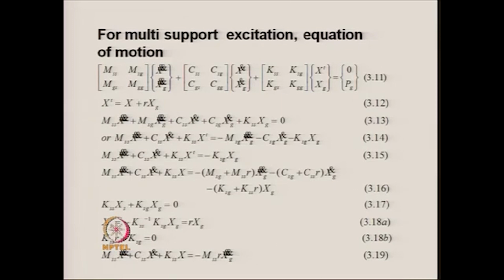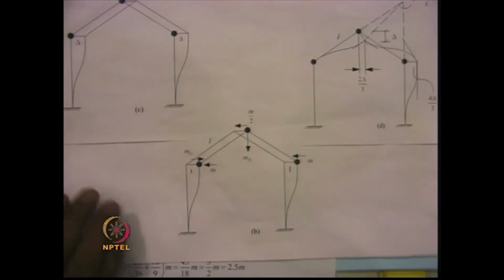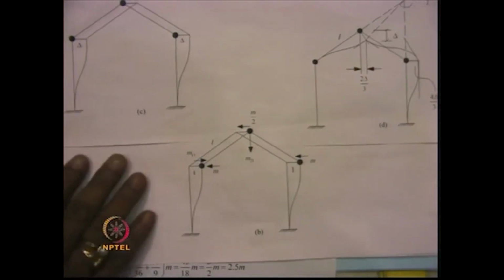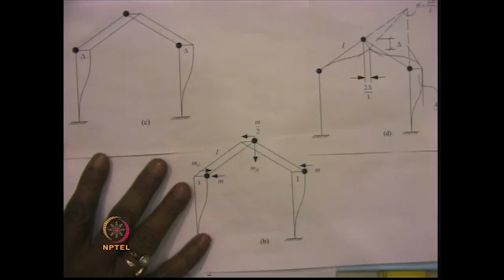Now, let us come to the equation of motion that we write for multi-support excitation. Before we come to that, let me also explain how we can derive the mass matrix that we have solved for the pitch roof portal frame using the virtual work method. For that we take this figure again, and in this figure we consider the first case.